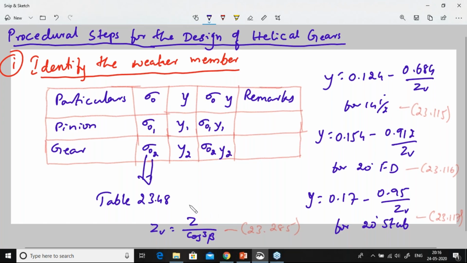By calculating y1 and y2 and multiplying these two, second and third column, we will get the fourth column. Whichever value is lesser out of sigma naught 1 y1 and sigma naught 2 y2, that will be the weaker, and design should be based upon the weaker member. This is the first step.